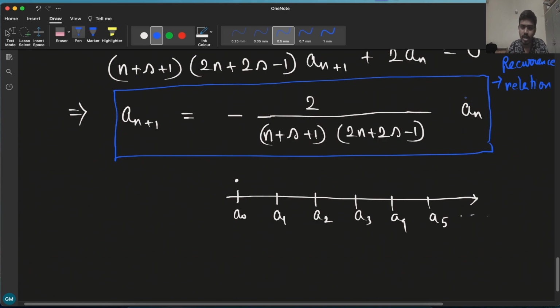If we are given an, then we can find out an plus 1. That means I can go from a0 to a1. If a1 is known, then I can go to a2 from there. If a2 is known, I can go to a3. If a3 is known, I can go for a4, and like that. Okay.